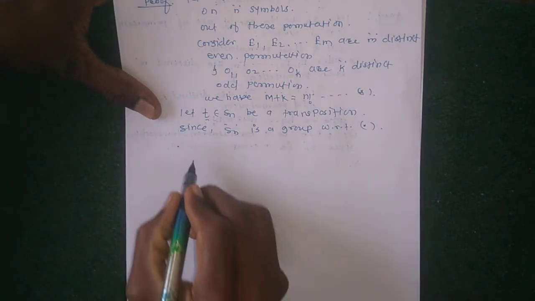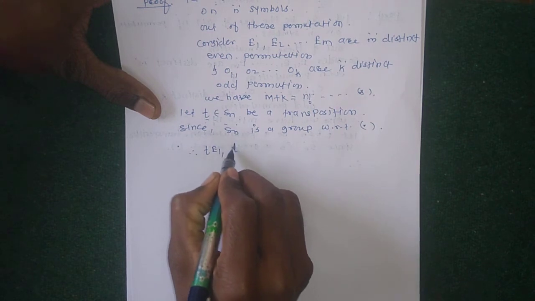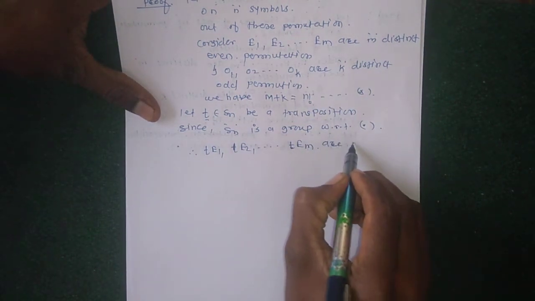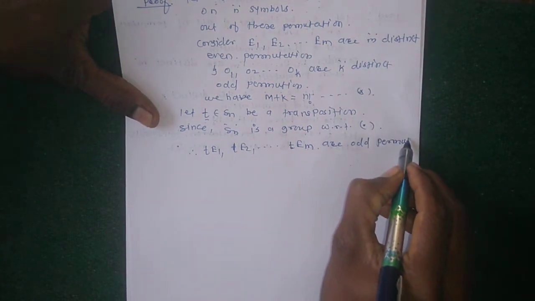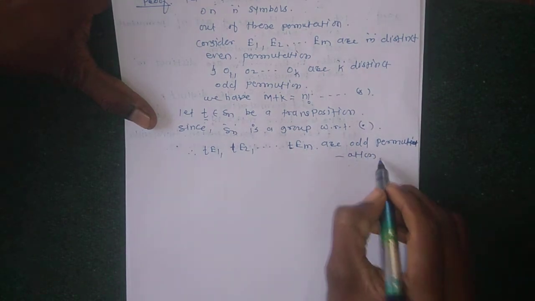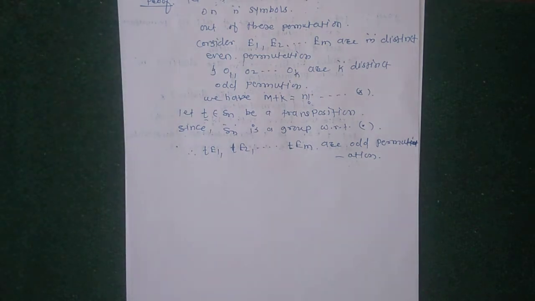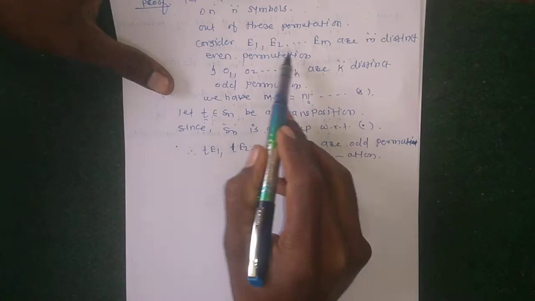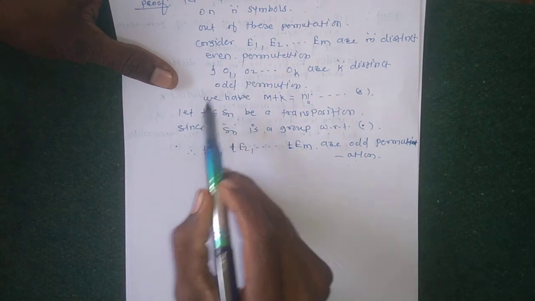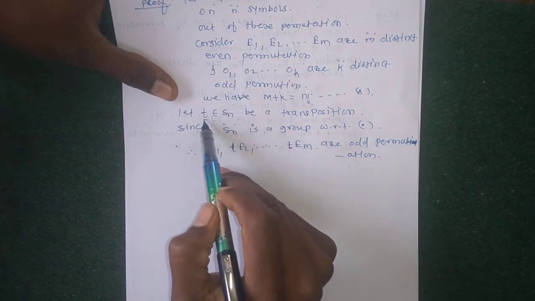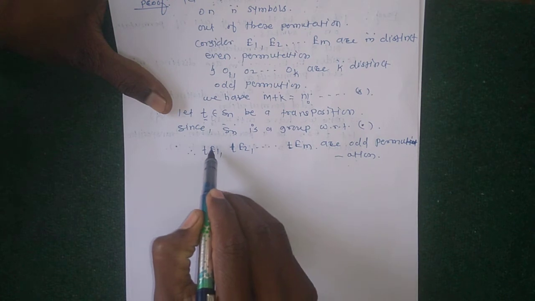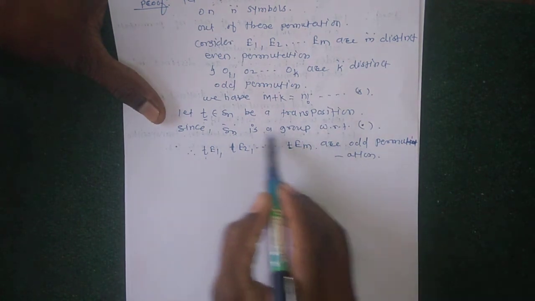Therefore t into e1, t into e2, up to t into em are odd permutations. Why are these odd permutations? Because each ei contains an even number of transpositions, and t is one more transposition added to them. Then even plus 1 is odd, and therefore their product, t and the other even number of transpositions, is an odd number of transpositions, so all of these are odd permutations.